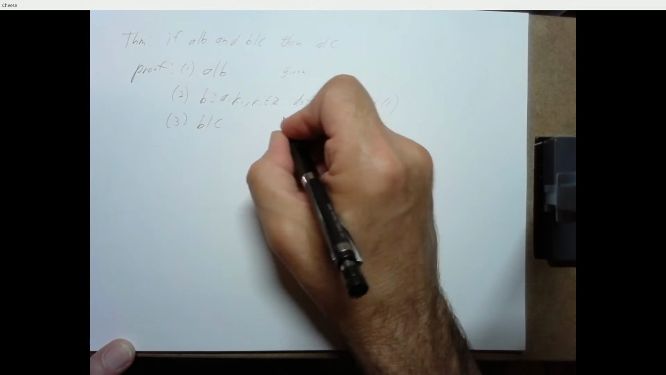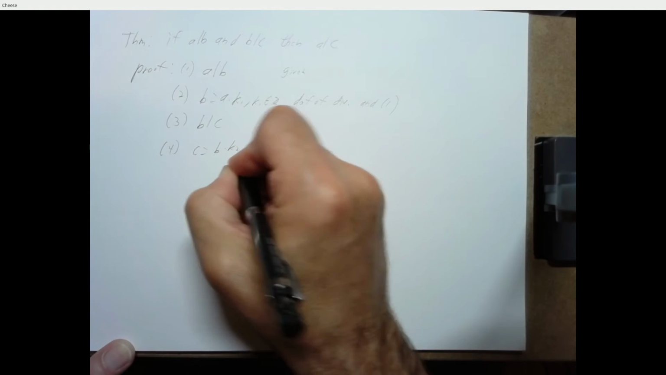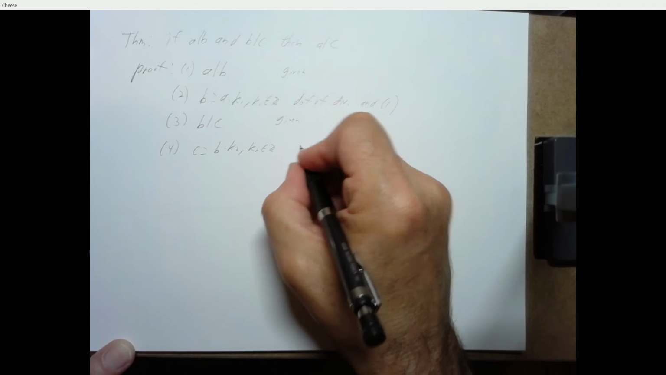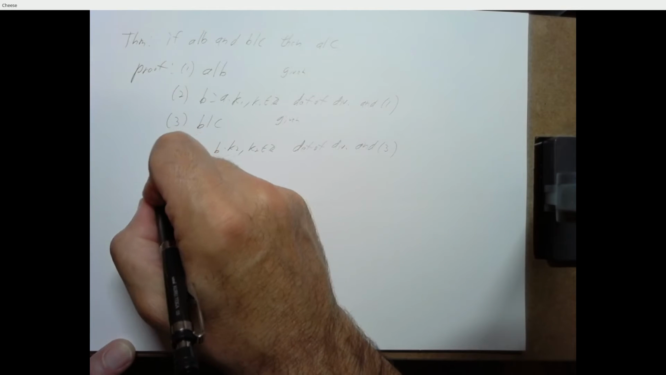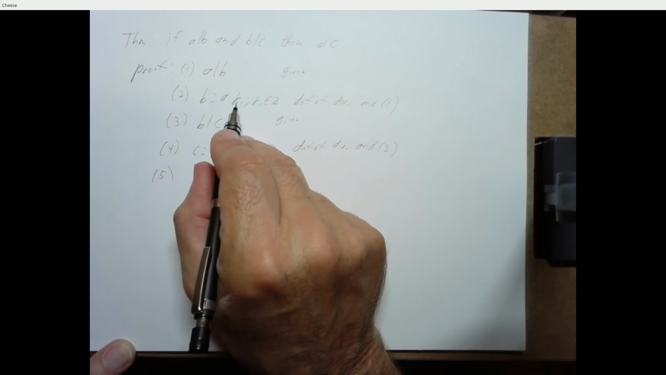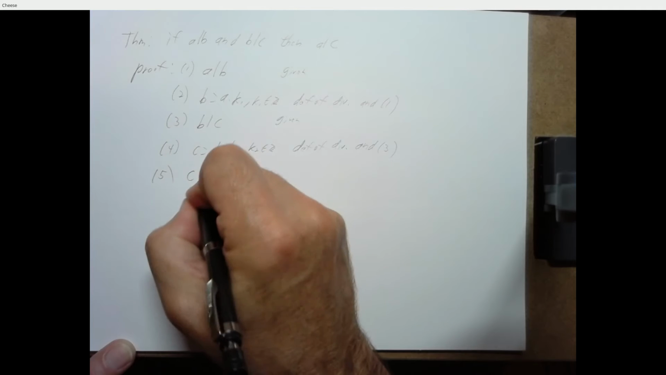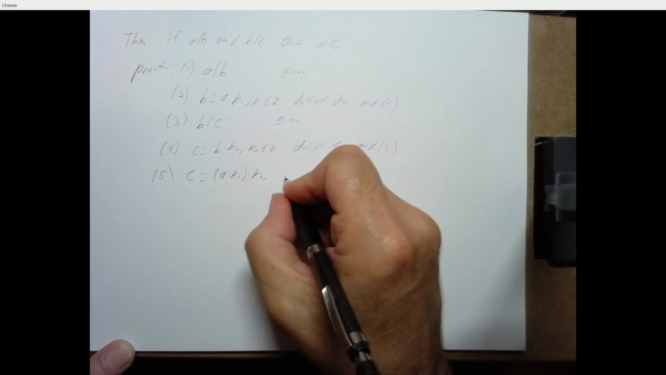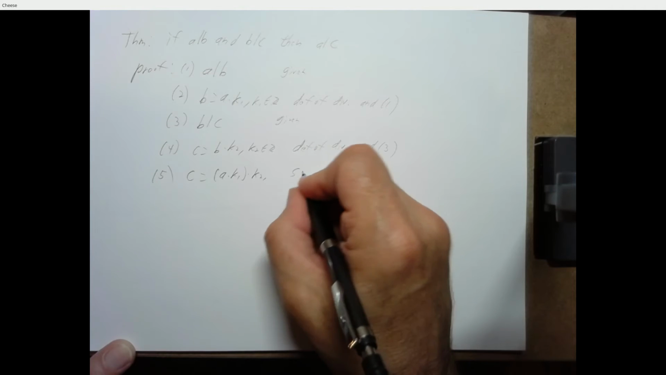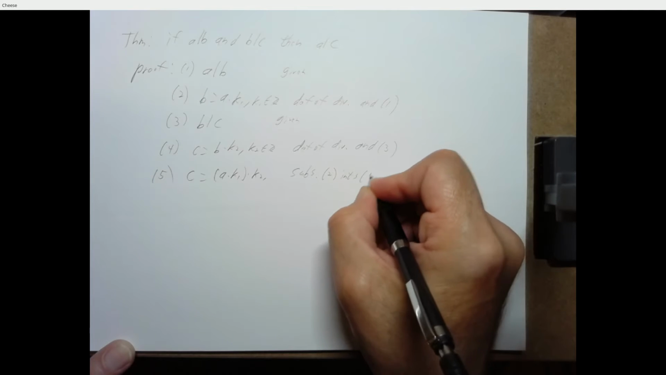Statement 3, B divides C, that's a given. Statement 4, C equals B times K2, where K2 is an integer. That's the definition of divisibility applied to statement 3. Well, we know that B can be written as A times K1 and C can be written as B times K2, so let's substitute. C equals A times K1 times K2. And the reason for that is substitution of statement 2 into statement 4.